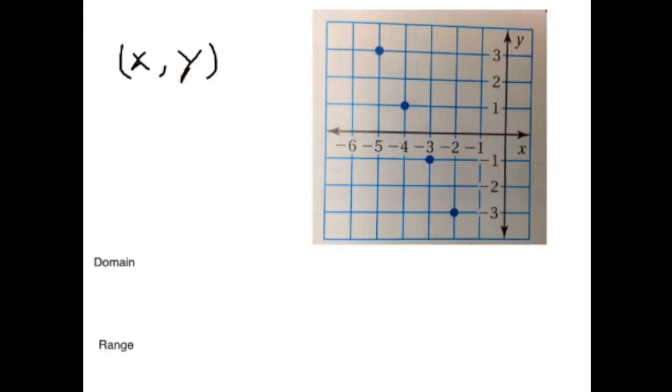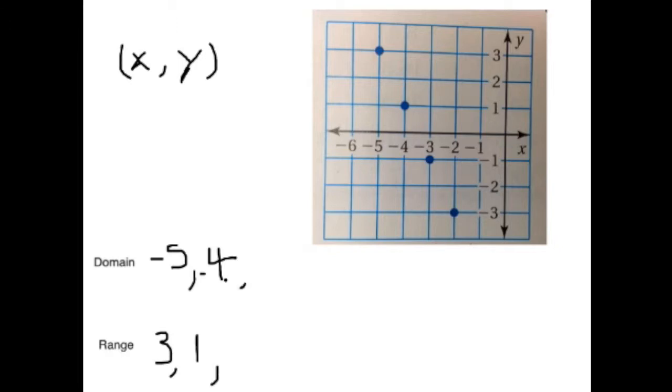Looking at this first point up here in the upper left hand side, we can see that our x is going to be -5 and our y is going to be 3. X being -5 and y being +3. Keep writing these. The next one down, which would be right here, we see our x is -4 and our y is 1. X is -4, I can write that out, and y is +1.